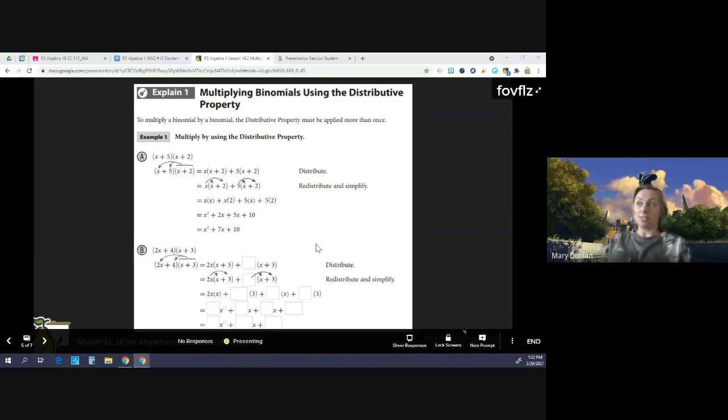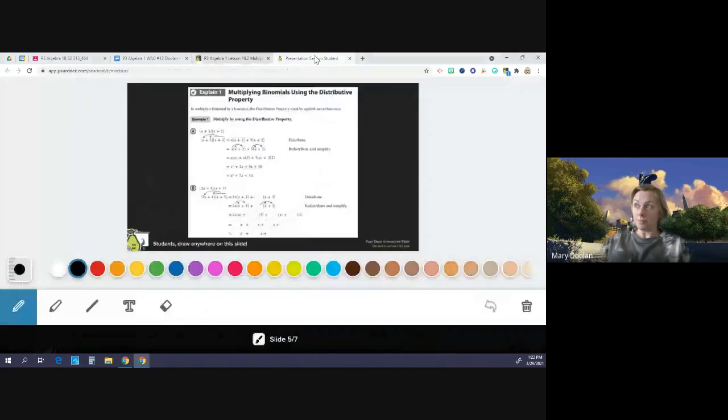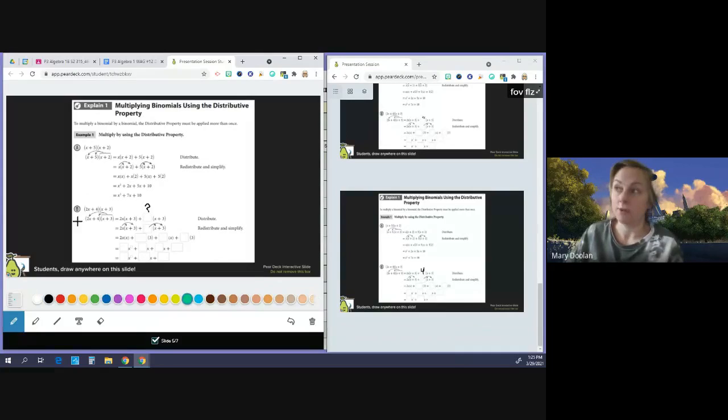So this is our second way of multiplying binomials. Again, you can use any of the methods. You can use algebra tiles, you can use this method, or even the next method I'm going to show you. But let's go ahead and do this example here. So here is where you do want to follow along with your Pear Deck. And basically it's coming from right here. This 4 is going to go here.